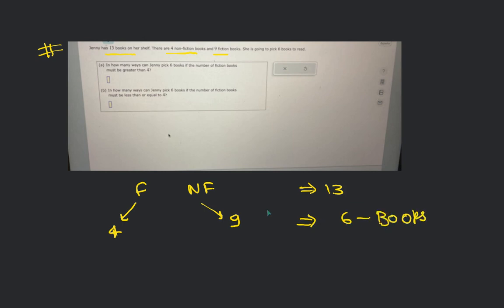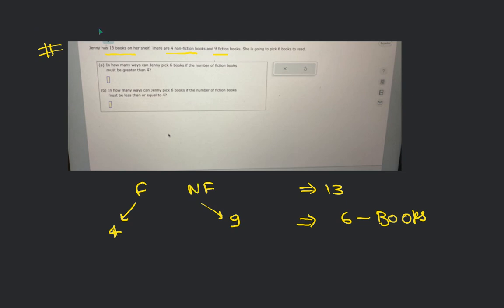Okay. Total, Jenny wants to pick six books. Now let's understand how she is picking them. The first case is when she takes fiction books greater than 4. So if she picks five fiction, that would be 5, greater than... oh, I guess I just wrote it incorrectly here.